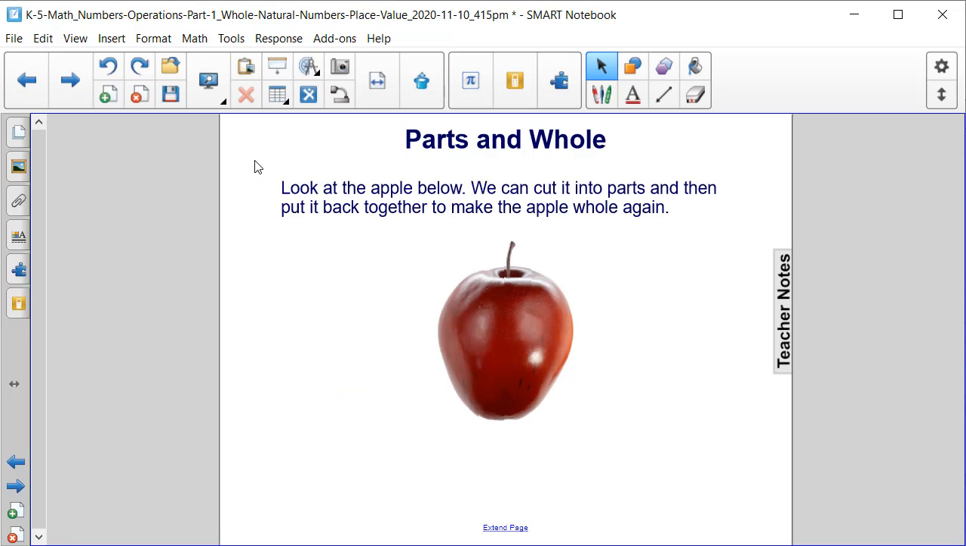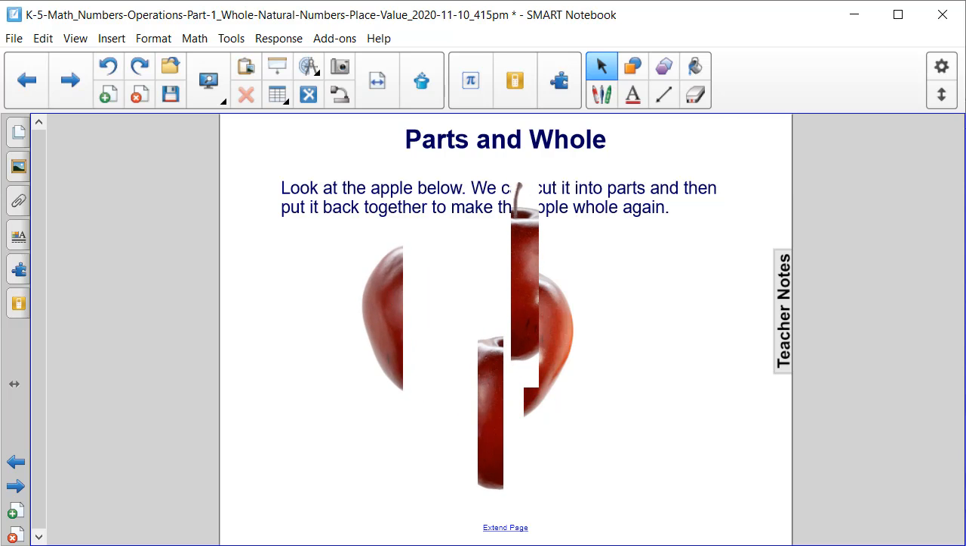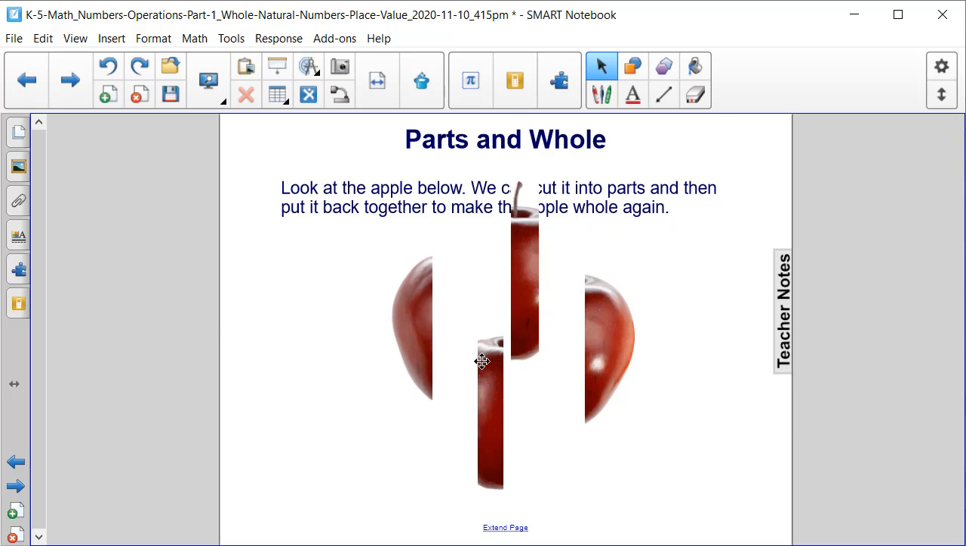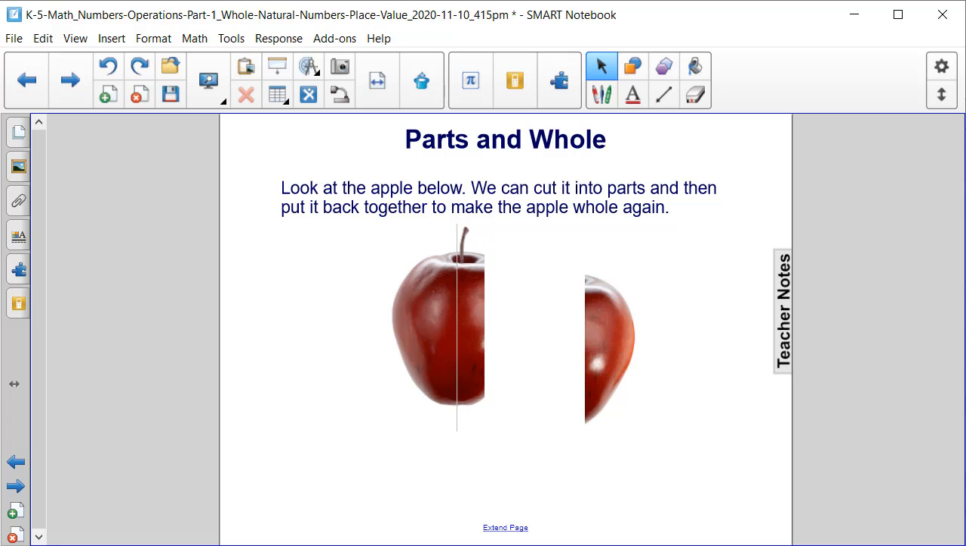Look at the apple that's given below. We can actually cut it into parts and then put it back together to make the apple whole again. So here's one part, here's another, and here's the last part. So we broke this into multiple parts, and then if we bring them back together, we're going to end up having the whole apple again.